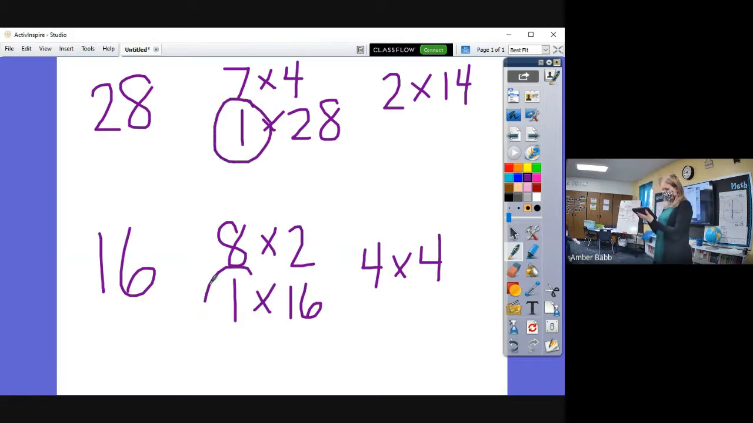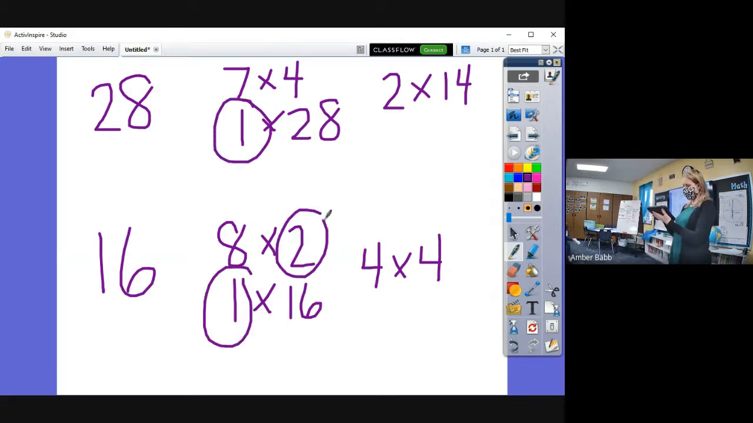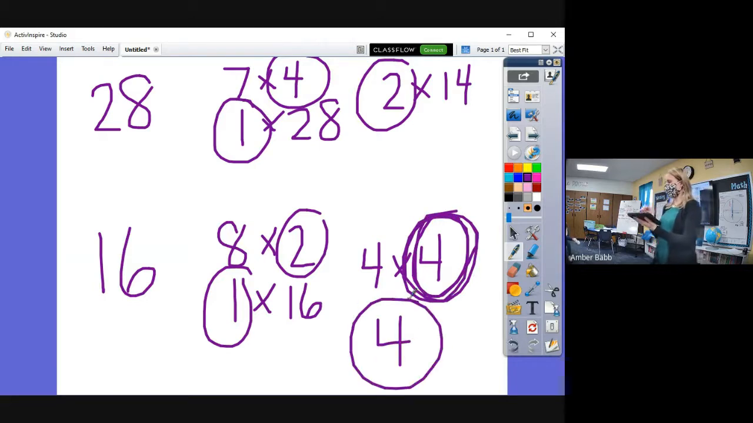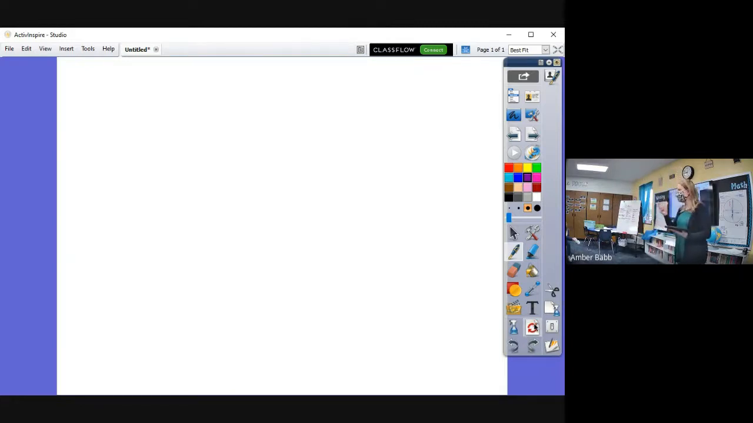They both have 1s. They both have 2s. They both have 4s. Do they have anything else the same? No. What's my greatest common factor? 4. Okay. Greatest common factor. That's where you list the multiplication problems and find the greatest number. There you go, the greatest common number.